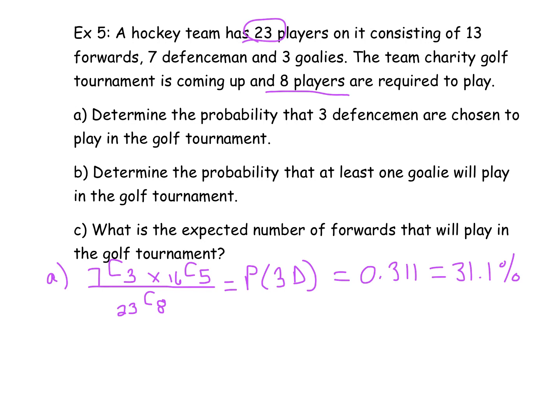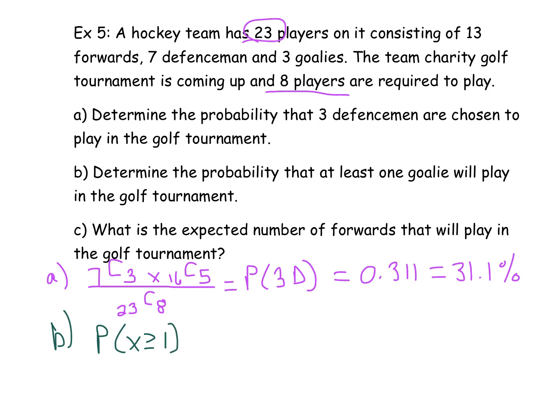So let's look at part B of this question and see what they're asking us to find here. Probability that at least one goalie will play in the golf tournament. Okay, so that's going to be a little bit different, right? We're being asked for the probability of X being greater than or equal to 1 goalie.